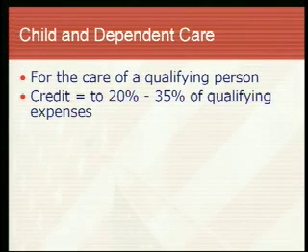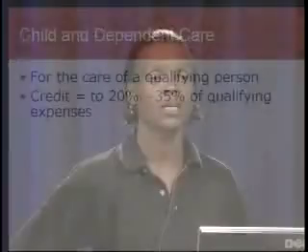Okay, let's move to our next credit, the child and dependent care credit. This is for care for a qualifying child, and you can get a credit of anywhere from 20 to 35% of the expenses. If you have income of $0 to $15,000, then your credit is going to be 35% of your expenses. And of course, the more your income, the lower the percentage. If you have $43,000 or more, then yours is going to be 20% of the qualifying expenses.